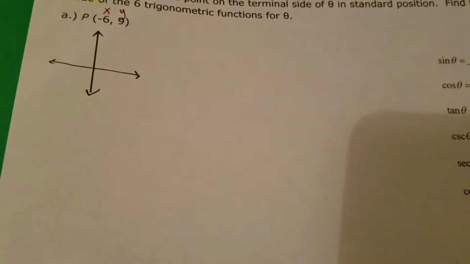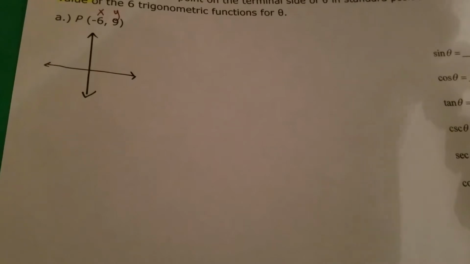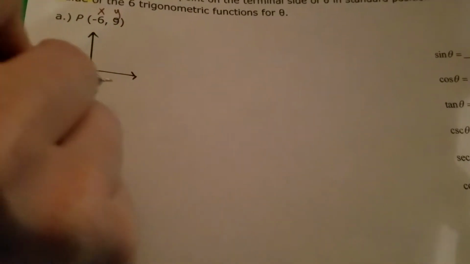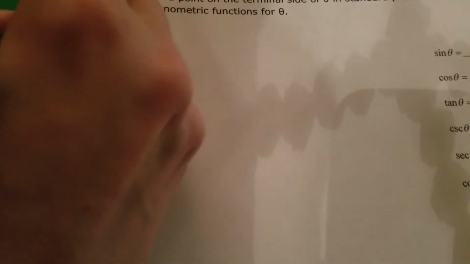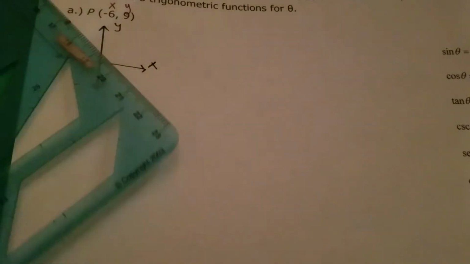Alright, so let's think about where the point -6, +9 would be. We can just estimate. So -6 would be on the x-axis, negative, and then up here to 9. Really, as long as it's in the proper quadrant, I'm cool with that. Okay, and then you are going to connect the point to the origin.